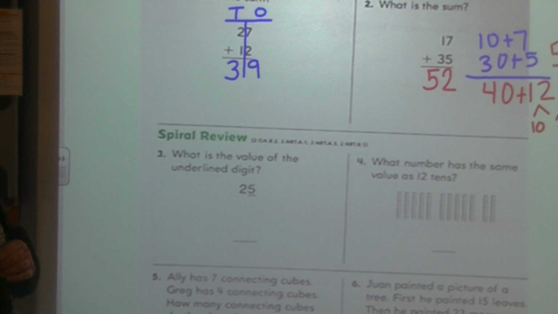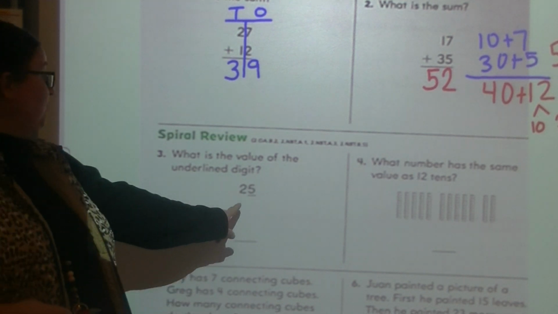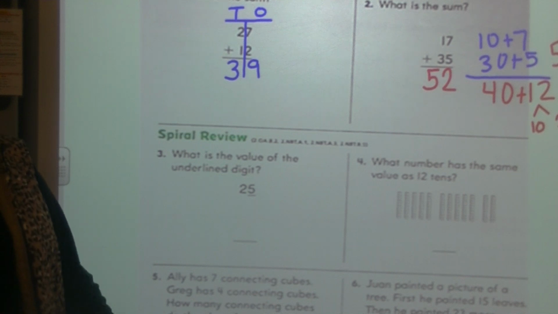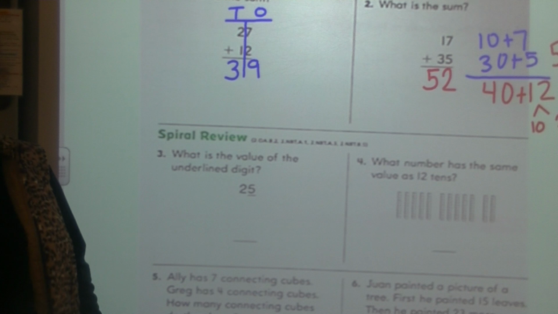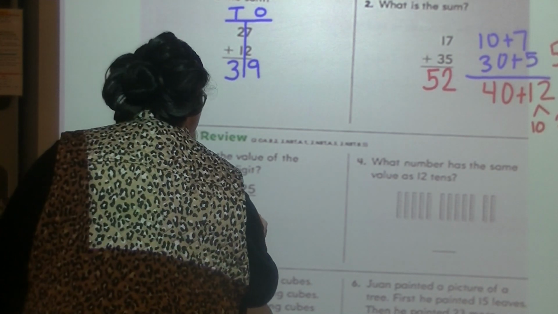Number 3. What is the value of the underlined digit? All right, this digit is underlined. It's in the ones place. What is the value of that 5? 5 ones. So what's the value? 5. It is worth 5.